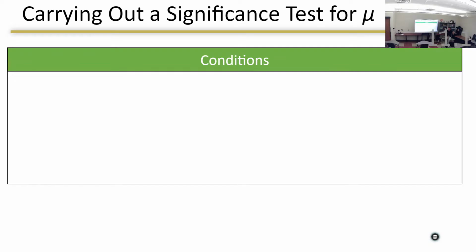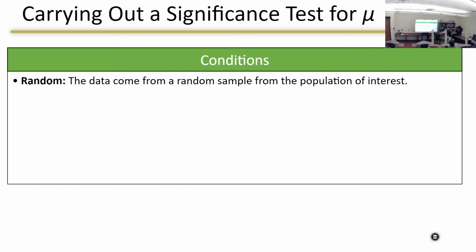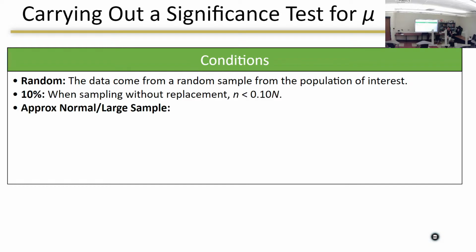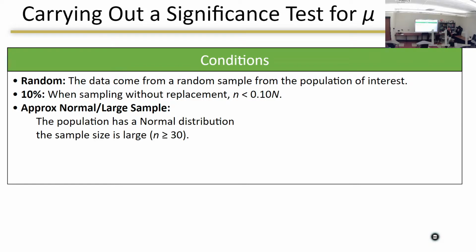Those conditions are a little bit different, but these conditions are exactly the same as confidence intervals for means. We have to have the randomness, the 10%, and large counts. The way we show large counts for means is the population is normal, which hardly ever happens. We want the sample size to be larger than 30, or we'll have to graph the data.